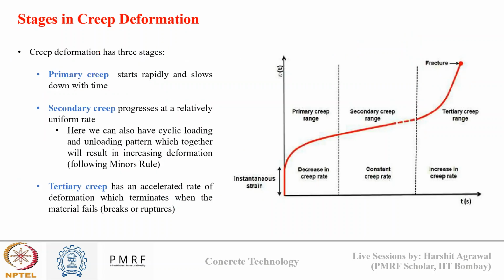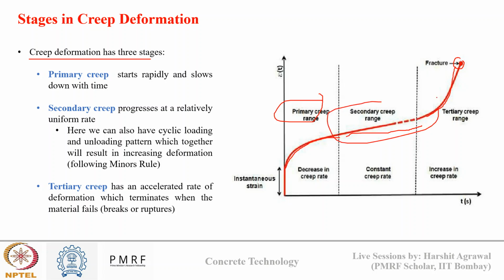Now, this deformation due to creep happens in three stages. So when we talk about concrete deforming under creep, there are three stages. Okay, so in the initial days, first is the primary creep range, where the creep starts rapidly and slows down. Then there is a secondary stage where it is progressively increasing at a relatively uniform rate, and then there is a tertiary creep range where the strain accelerates the deformation and the material finally fails.